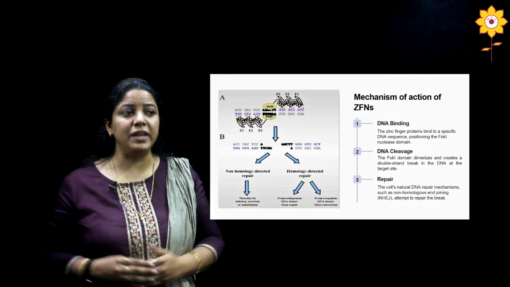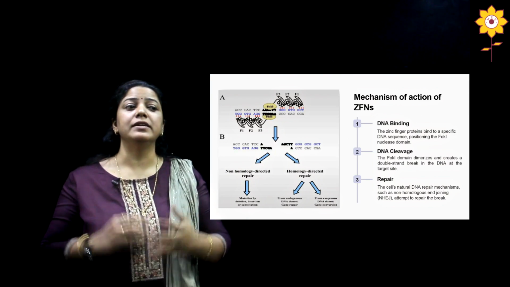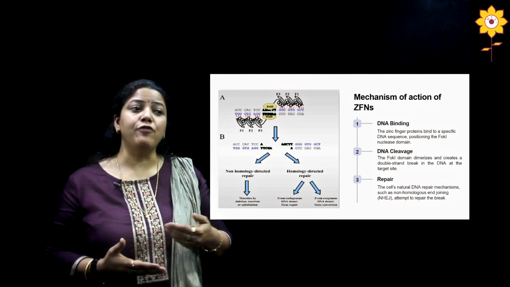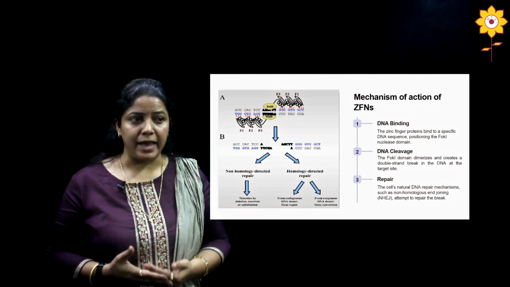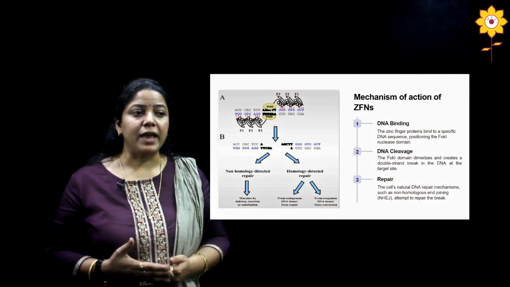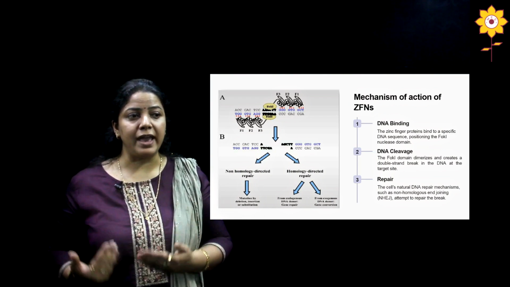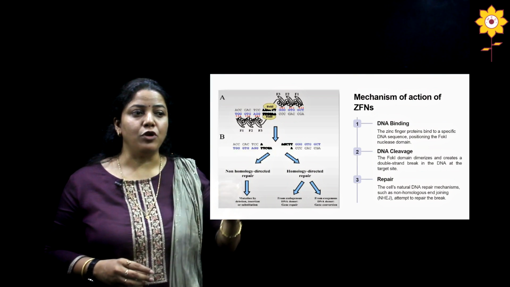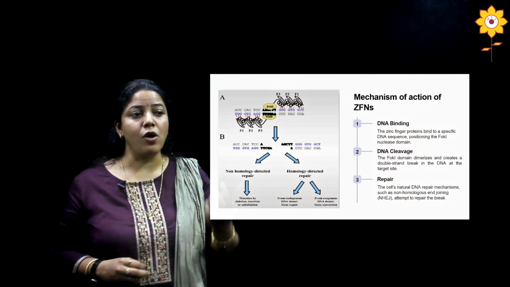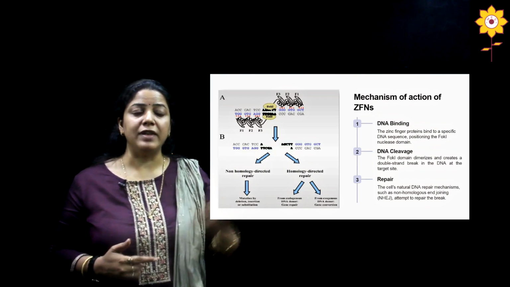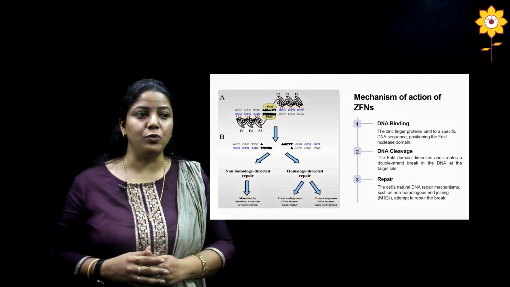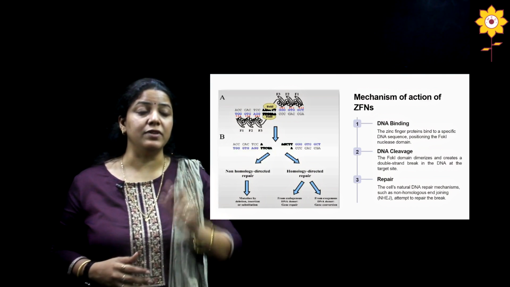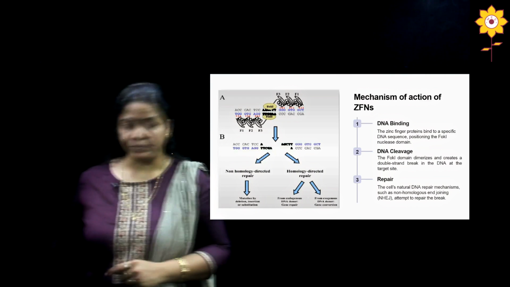So this is how ZFNs are going to work. As I have already explained, the ZFN will bind, it will cleave and create the double-stranded breaks, followed by the repair mechanisms. The repair could be either by NHEJ or homology directed repair. So if you want to correct it or repair it, we will have to go for homology directed repair, where a particular exogenous gene has to be given as the target gene.